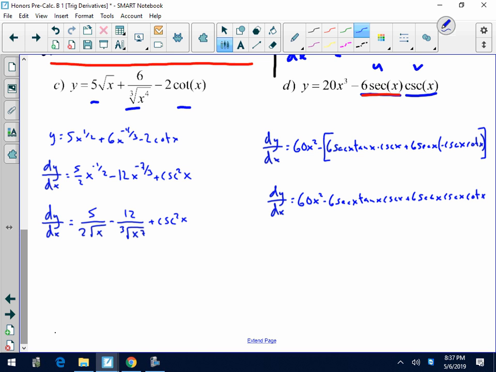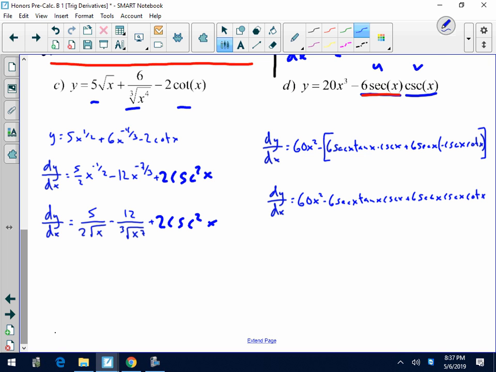and then right here the derivative of our 2 cotan x as positive 2 cosecant squared x. And that's what that last term should be. So right here, simplifying this, we have our dy/dx as 5 over 2 times the square root of x minus 12 over the cube root of x to the 7th, and then right here plus 2 cosecant squared x.